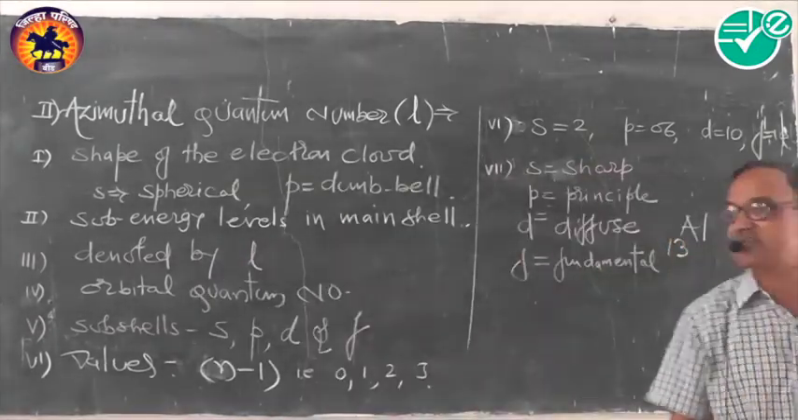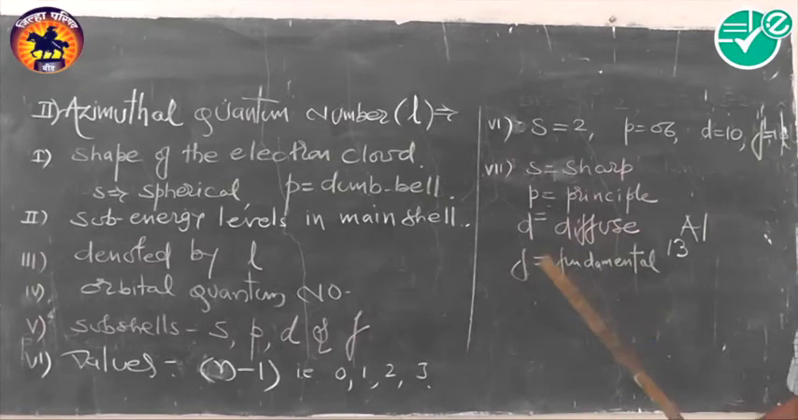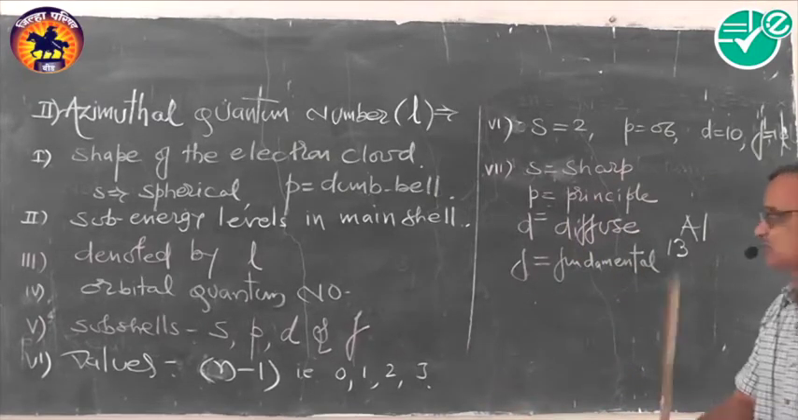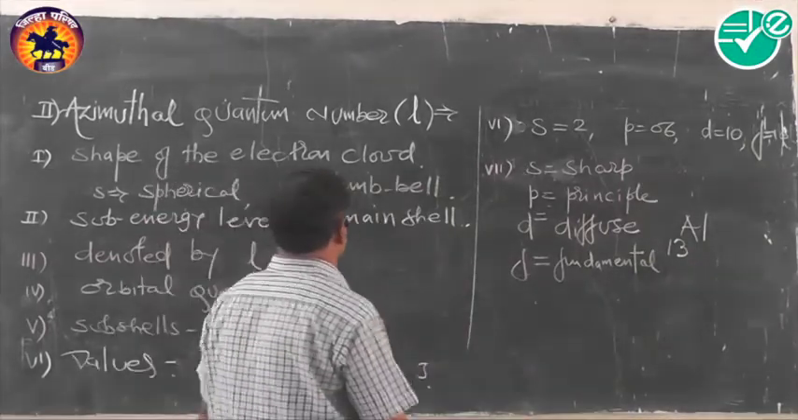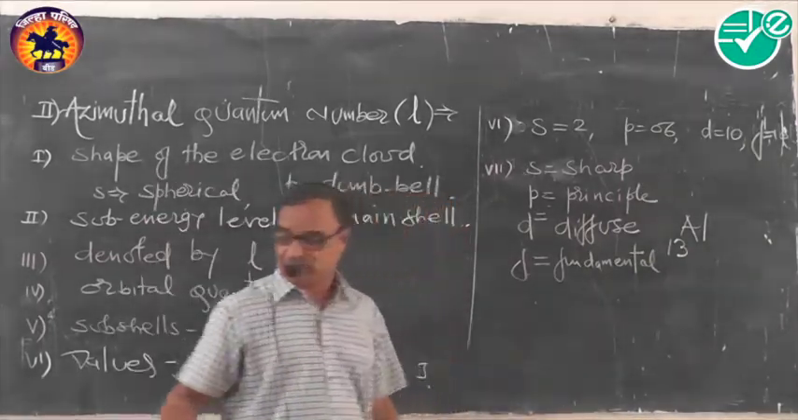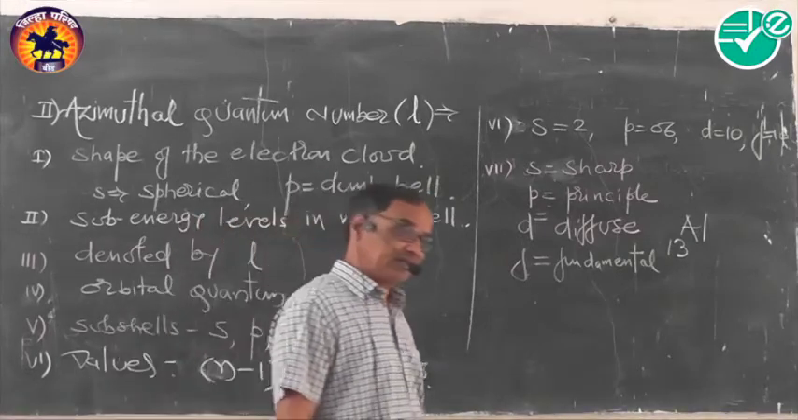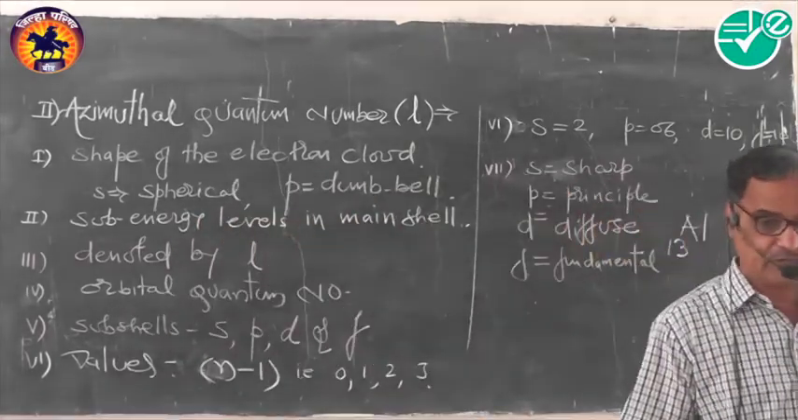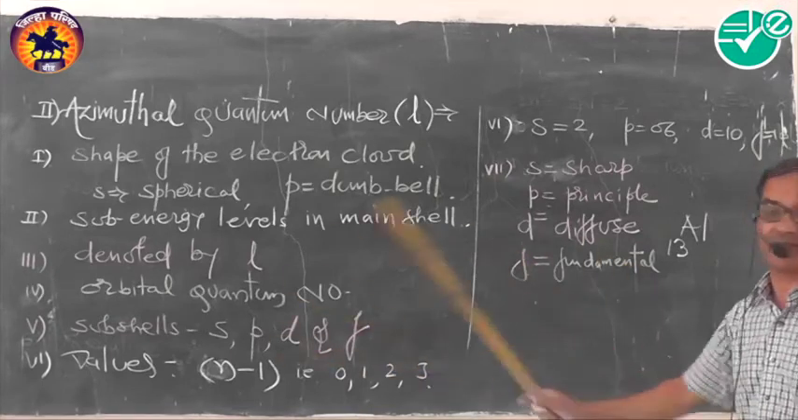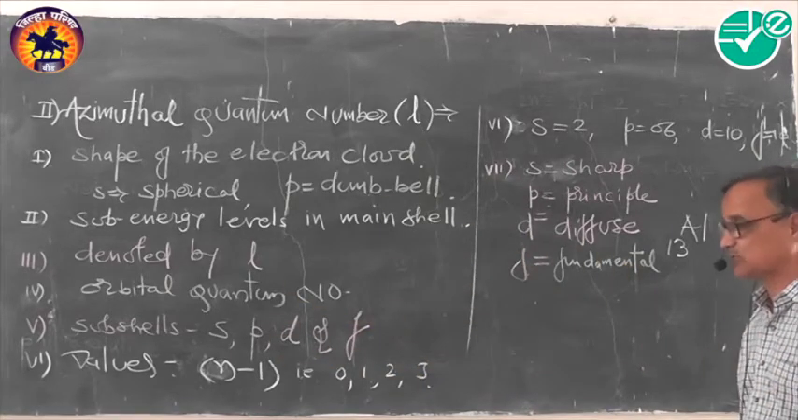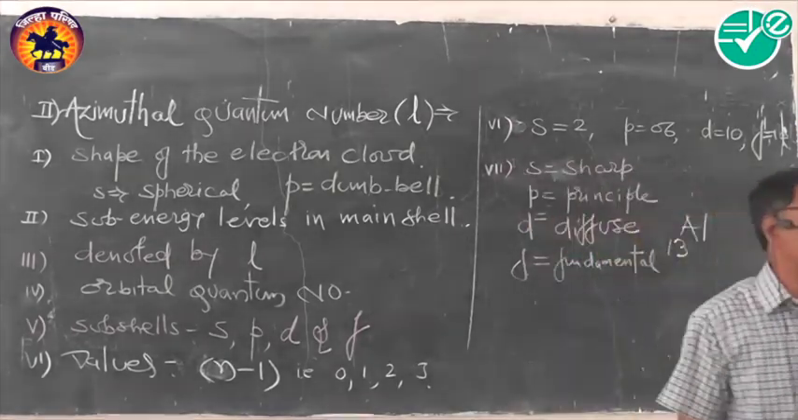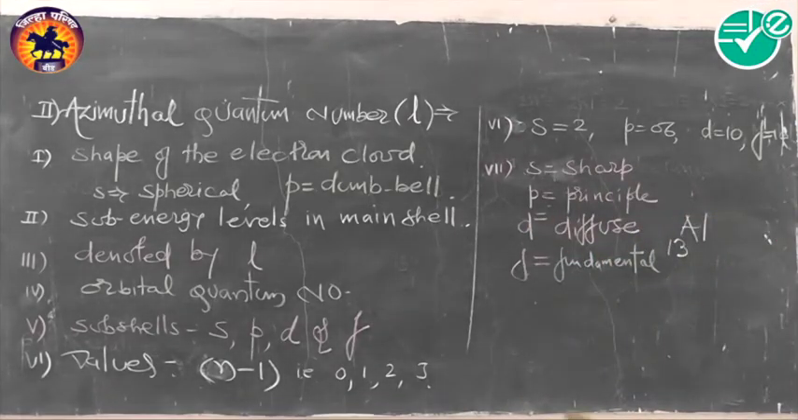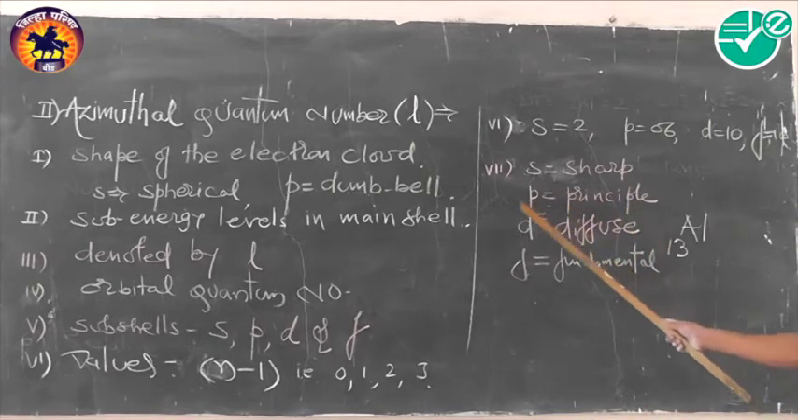Diffuse. d stands for diffuse. The elements which are placed at the center of the periodic table, or the elements which are placed in the middle part, in between s block and p block elements, are called diffuse or d block elements. Diffusion means scattering. Hence this d letter is taken from the word diffuse.